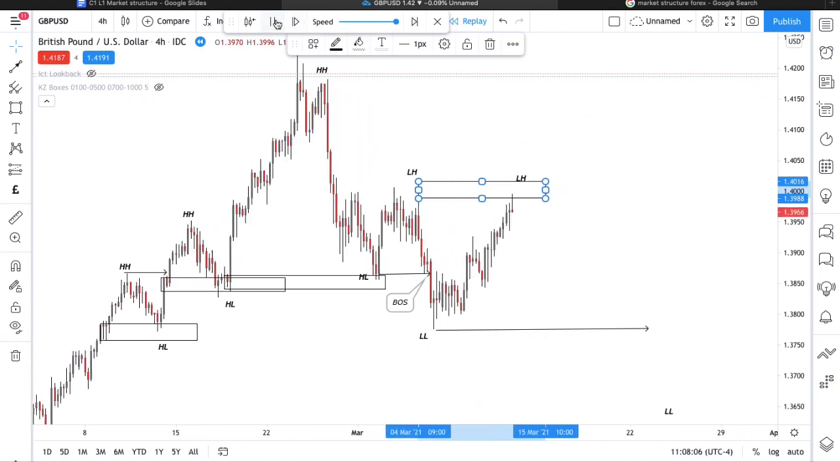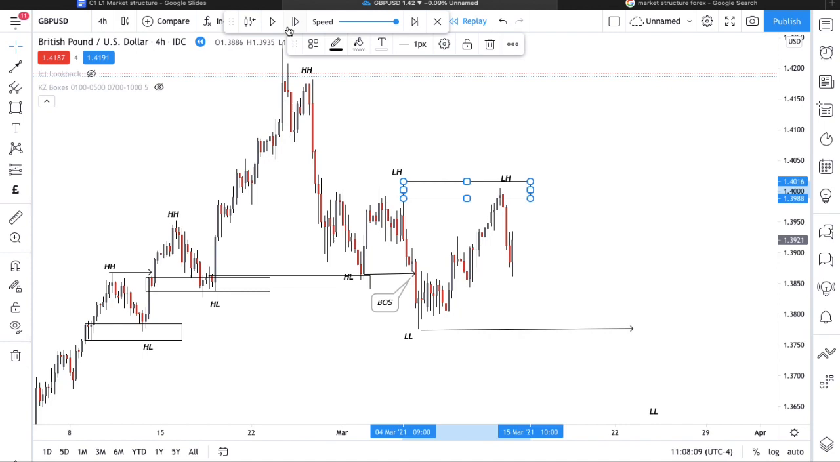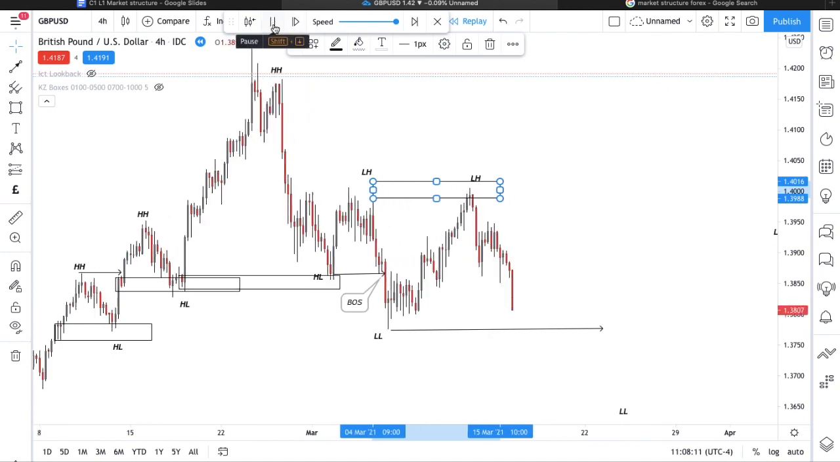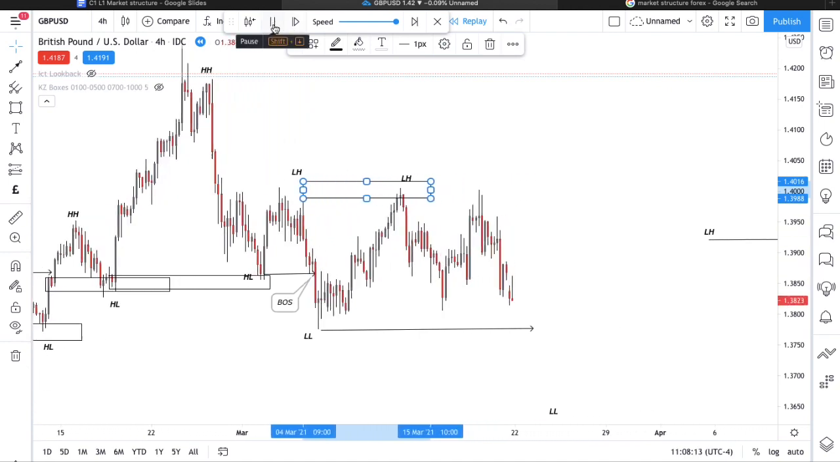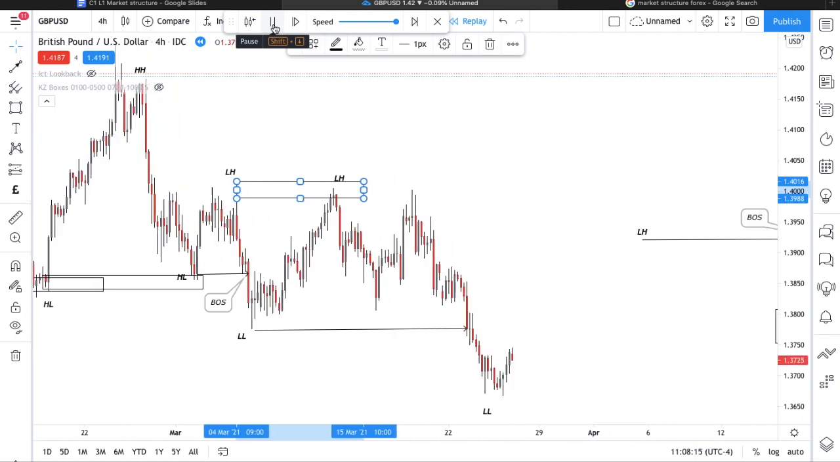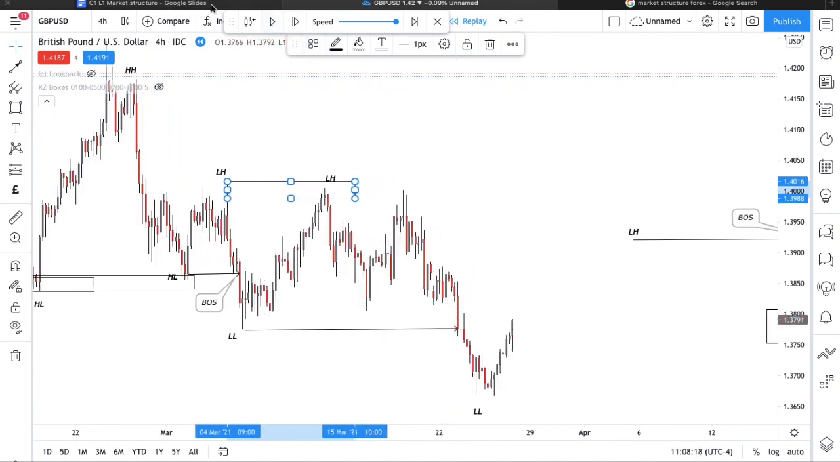Price pulls back. There we go. We would have entered at this 30-minute supply zone right over here, and price would have moved over to the downside, continuing its bearish sentiment. Okay, so I hope that kind of makes sense for you guys.